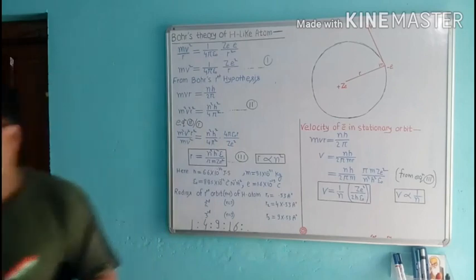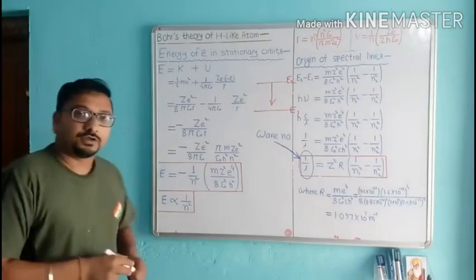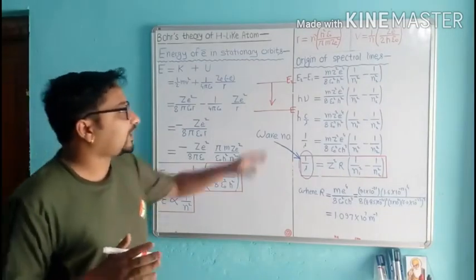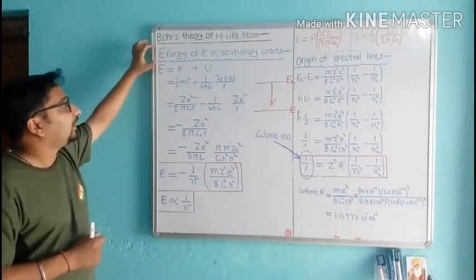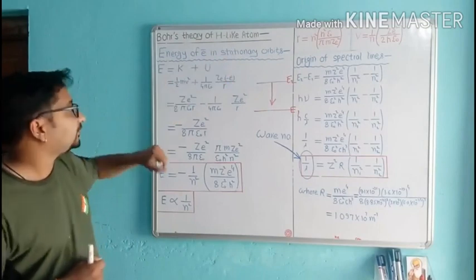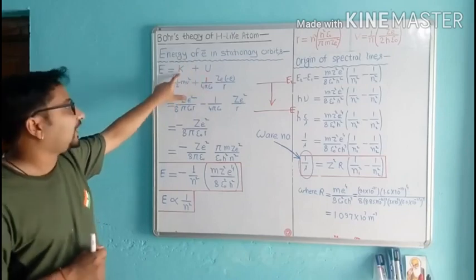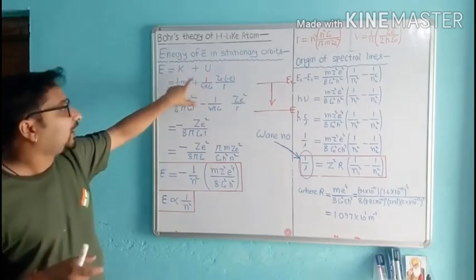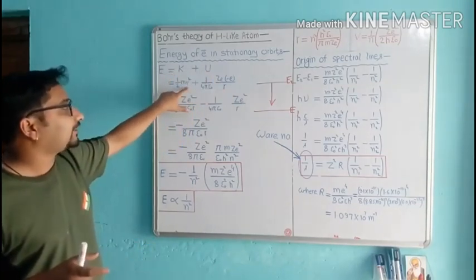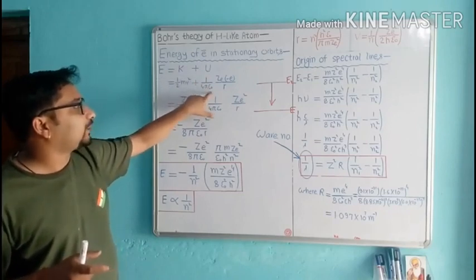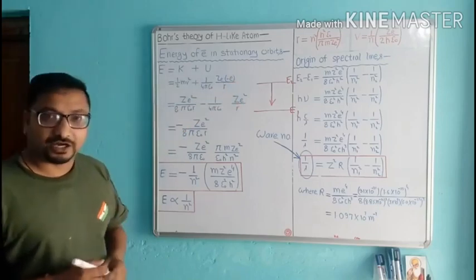The derivation is not done yet. I write the formula of radius and velocity of electron here. Now, energy of electron in stationary orbits. The total energy of the electron is the sum of kinetic energy plus potential energy. Kinetic energy is due to its motion and potential energy is due to its position. So K is equal to half mv square and potential energy U is equal to 1/4 pi epsilon naught Ze into minus e upon r, where Ze is the nucleus and minus e is the electron.